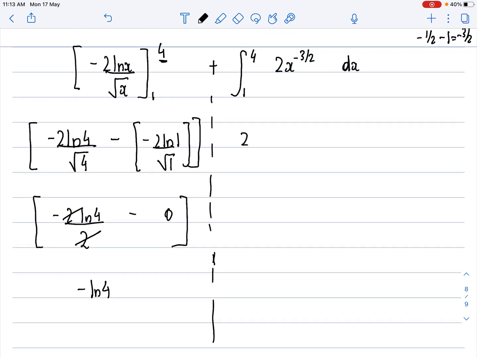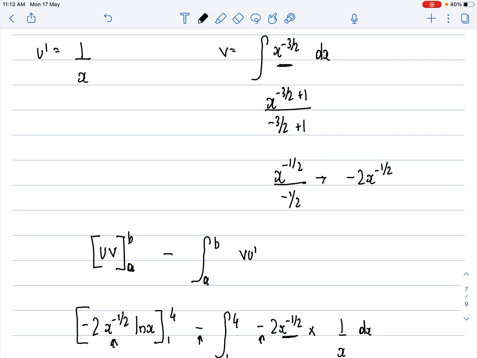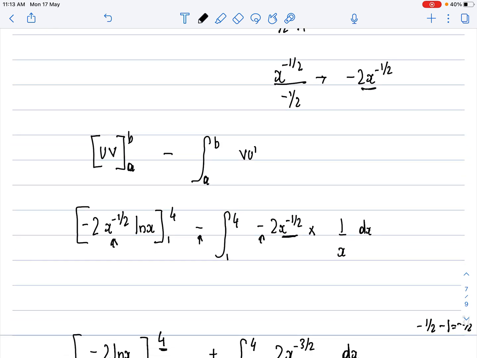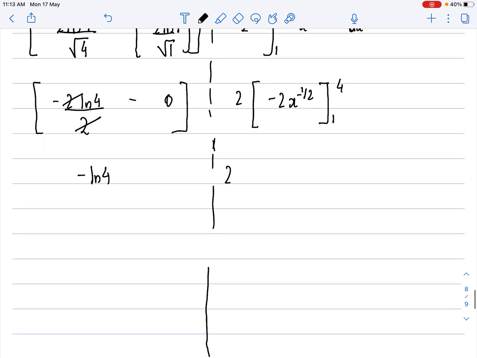Now, the other part. I can write this as 2 with the integration from 1 to 4 of x raised to minus 3 by 2 dx. While calculating v, we have already integrated x raised to minus 3 by 2, which gives minus 2 x raised to minus half. So I can write this as 2 into minus 2 into x raised to minus half with the limits 1 and 4. So I can write this as minus 2 over x raised to half, which is basically root x, with the limits 1 and 4.